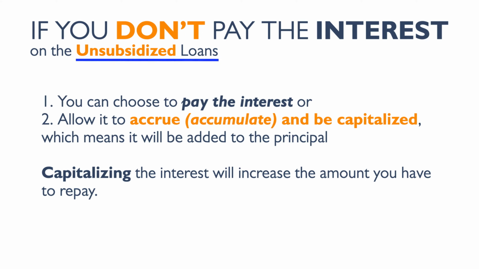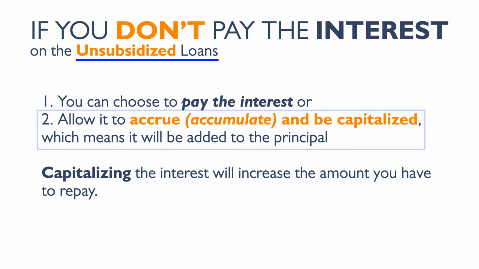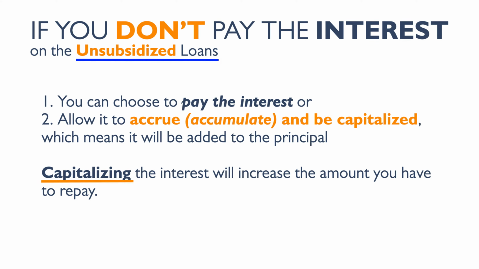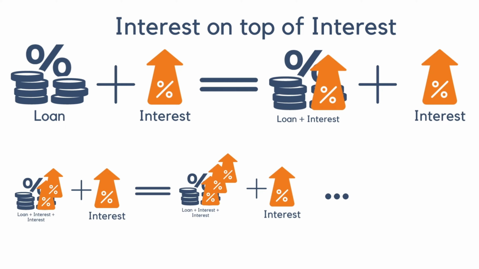If you have unsubsidized loans, you have two options. Firstly, you can opt to pay the interest on your loans while you are in school over the 4-year period. Or instead, you can choose to let the interest accrue, meaning it's going to be added to the principal amount of your loan. However, under the second option, which is known as capitalization, the interest will increase the overall repayment amount. And furthermore, you are basically paying interest on top of interest.